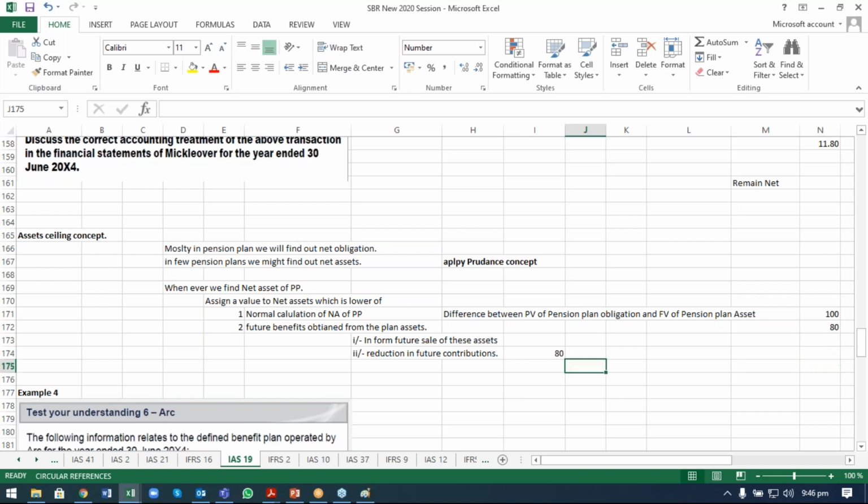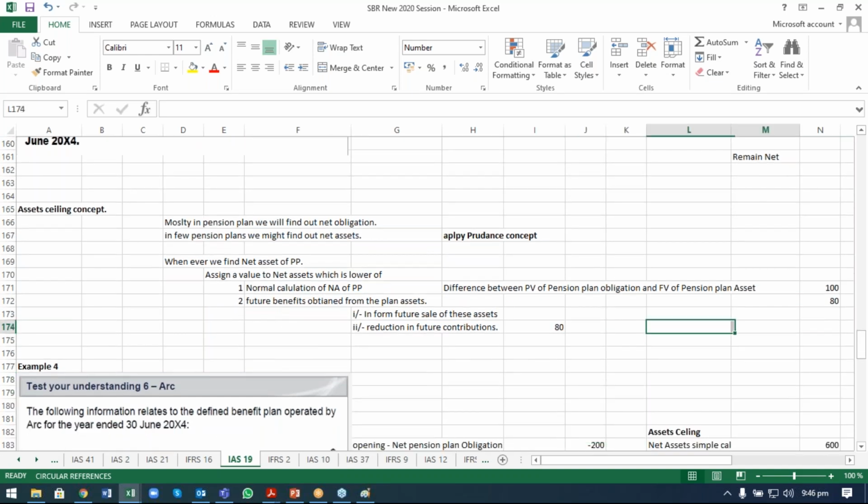Now look into it. I'm just creating a T account for your understanding. You have net pension plan obligation and net pension plan assets. So this is your net pension plan asset / net pension plan obligation, right? Suppose the opening obligation was 35, and the closing would be 80.